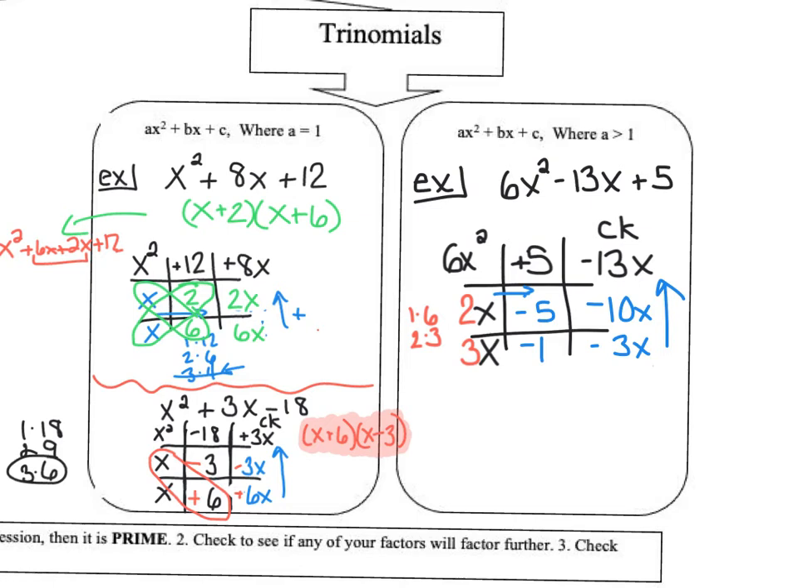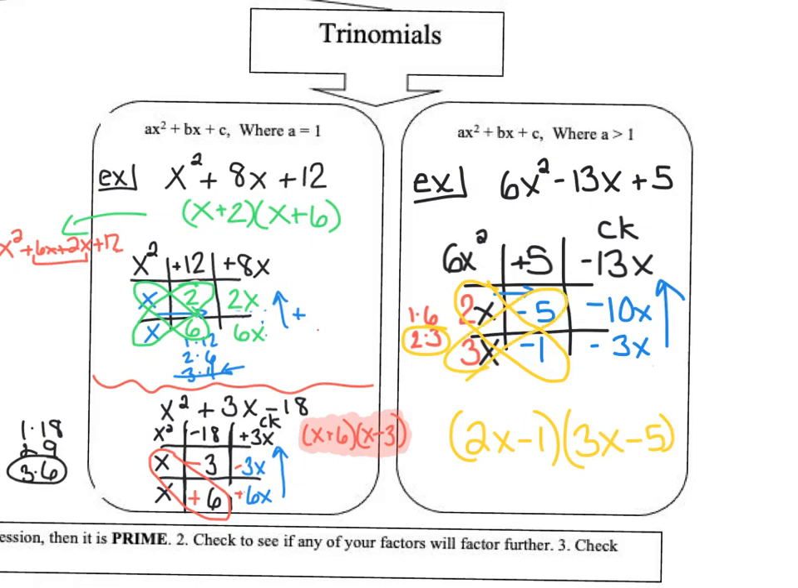If that didn't work, though, what you would do is go over and cross out this 2 and 3 and try 1 and 6 and try all your combinations again. Now, this is why it was so necessary to circle on the diagonal, because my one factor is 2x minus 1, and my other factor is 3x minus 5.